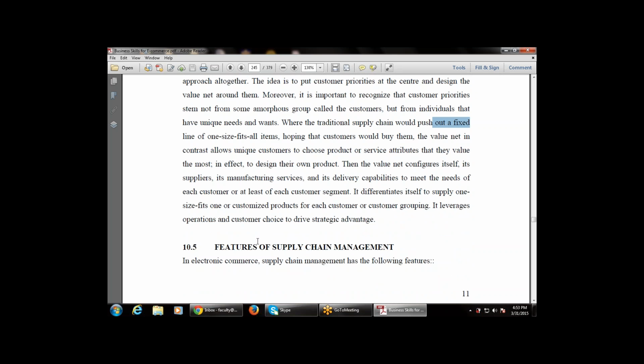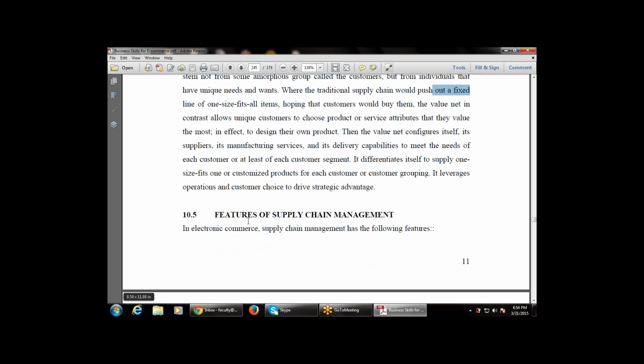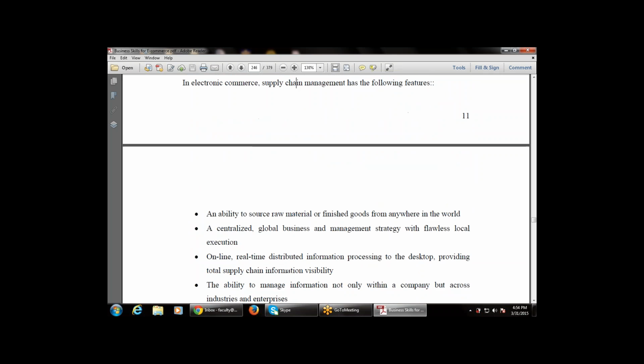Now the next topic is features of supply chain management. If I say SCM, that is planning, processing and controlling the supply chains, that is known as supply chain management. So what are the features of supply chain management? In e-commerce, that is in electronic commerce, SCM has the following features, that is, the following qualities.